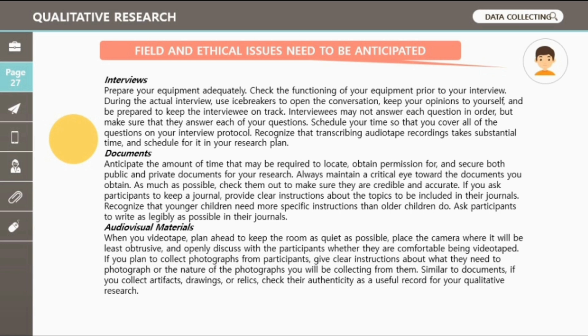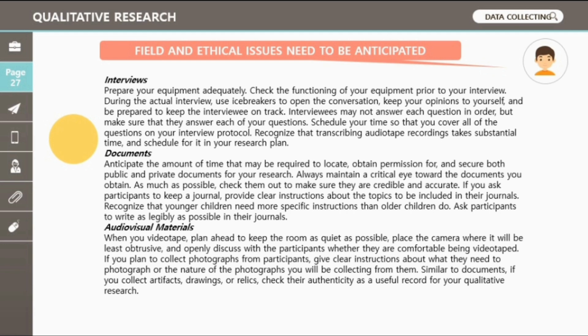For the next, documents, anticipate the amount of time that may be required to locate, obtain permission for, and secure both public and private documents for your research. Always maintain a critical eye toward the documents you obtain. As much as possible, check them out to make sure they are credible and accurate. If you ask participants to keep a journal, provide clear instruction about the topics to be included in the journals. Recognize that younger children need more specific instruction than older children do. Ask participants to write as legibly as possible in their journals.